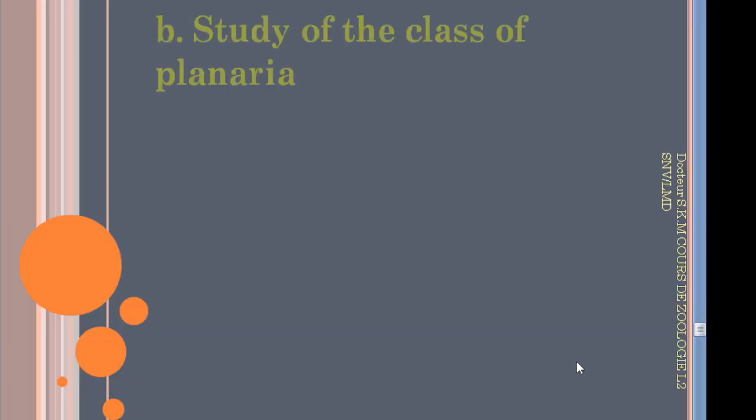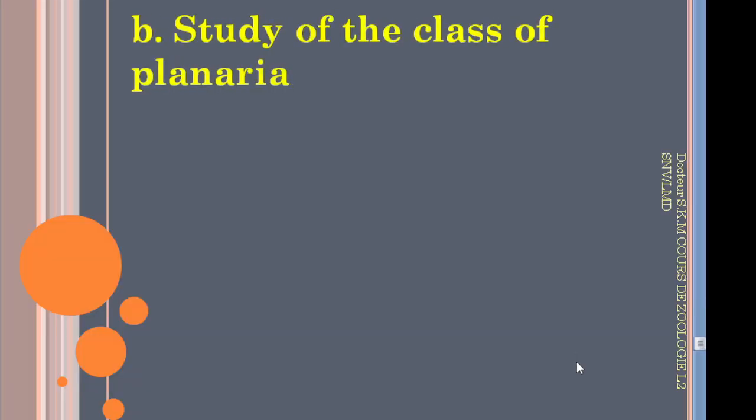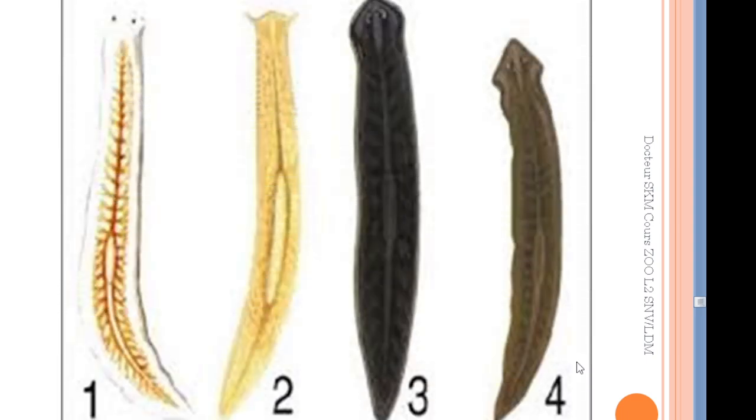Now let's return to the first class to study the first class of platyhelminth, which is the class of planaria. So the planaria are platyhelminths that live free in the sea. They are sea livings, okay, and they contain many systems. So let's discover these systems.